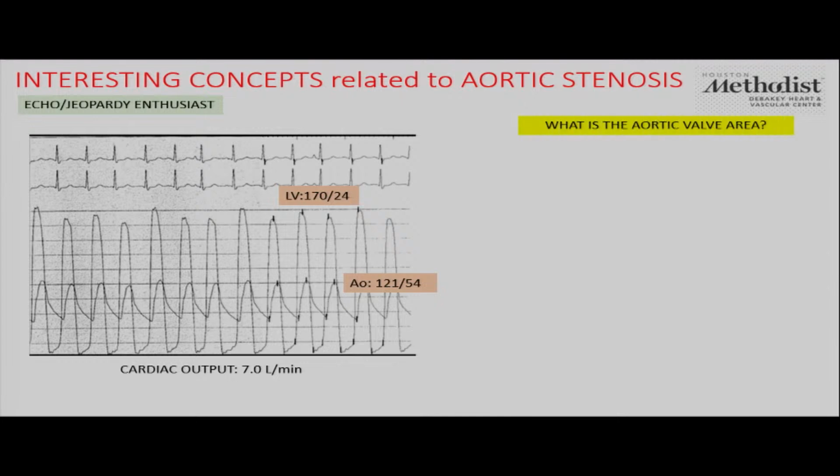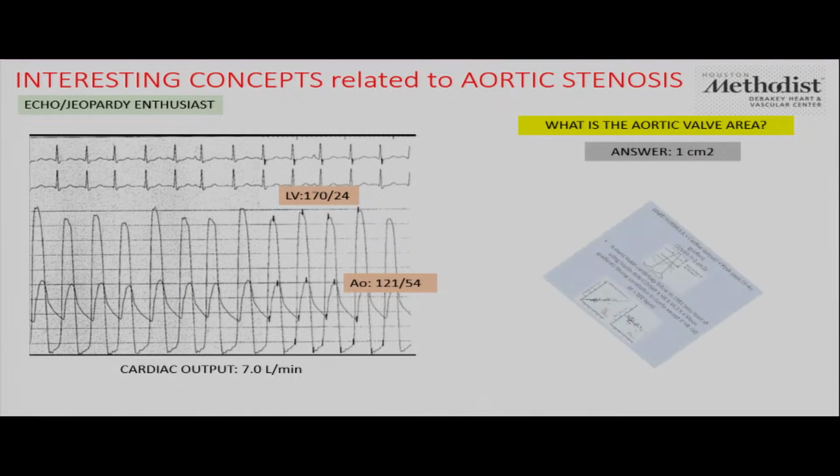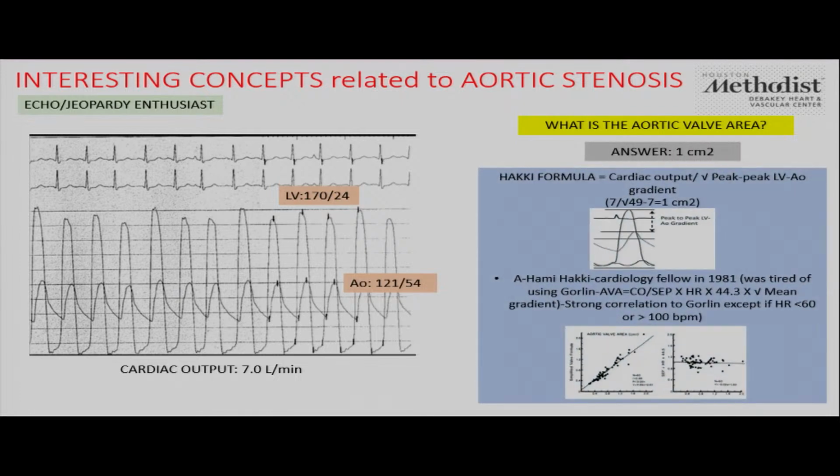What is the aortic valve area? And if you're asking me if the aortic pressure is 121, yes, it is 121. So it's going to be 170 minus 121 over square root of 7. Oh, almost there. Right? So it's basically cardiac output divided by peak LV and aortic gradient. And that's why I put 49 on purpose, so it's easier for calculation.